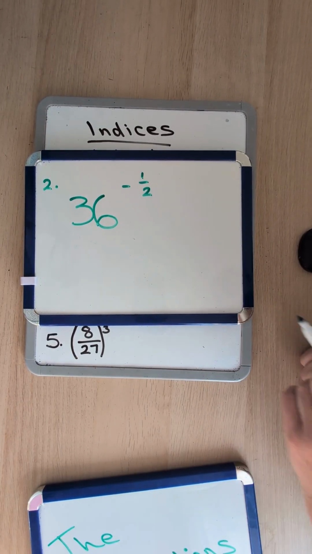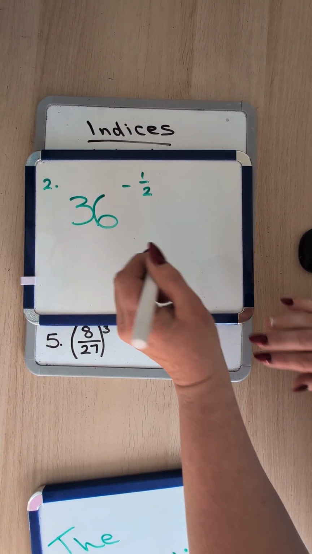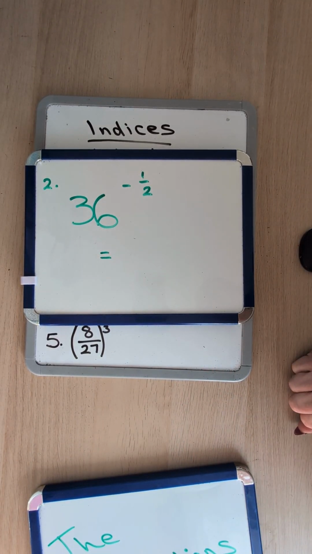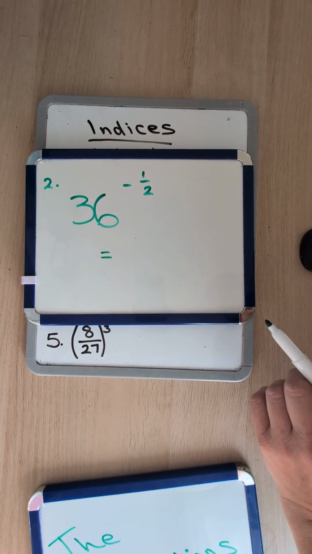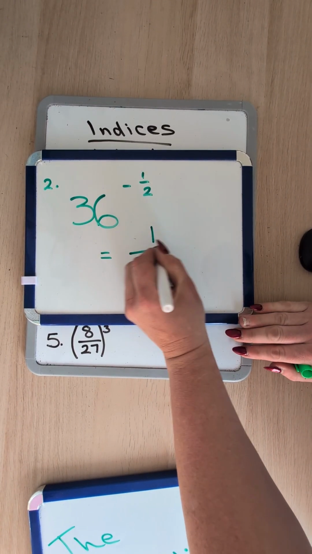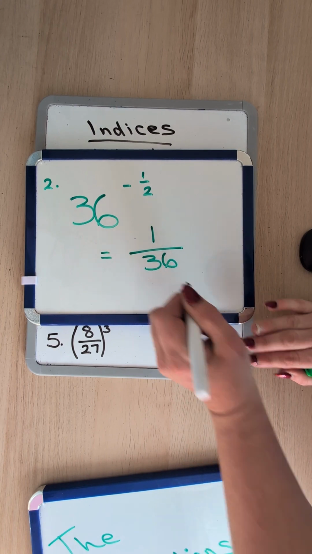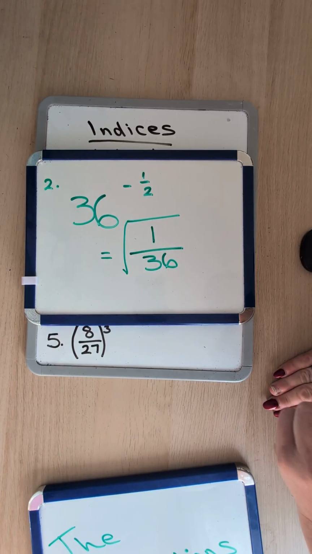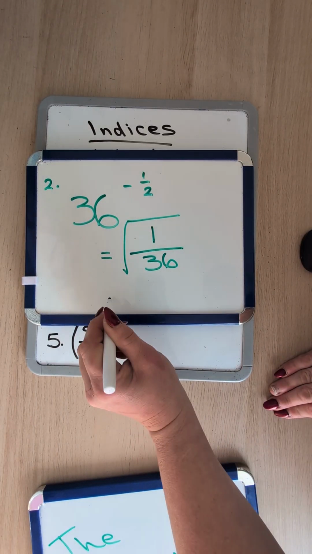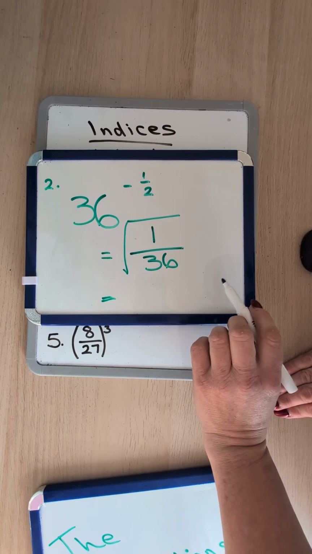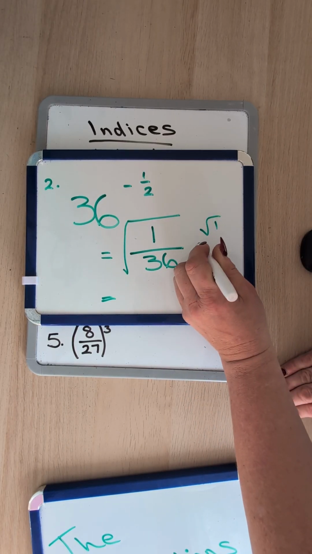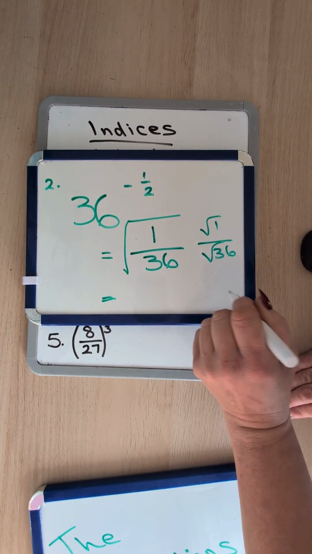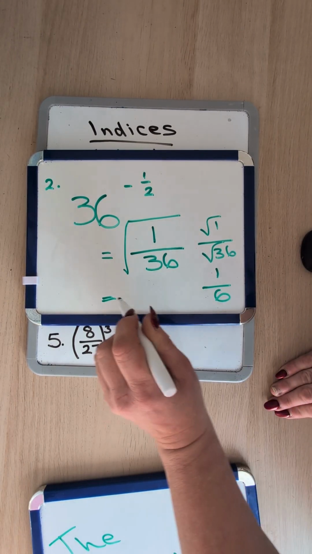Right then, so 36 to the half would be the square root of 36. But we've also got a minus sign. So the minus basically means it is 1 over 36. And the half is the square root. Okay, so each one of those is separate. What we can do then is, this will be the square root of 1 over the square root of 36, which is equal to 1 over 6.